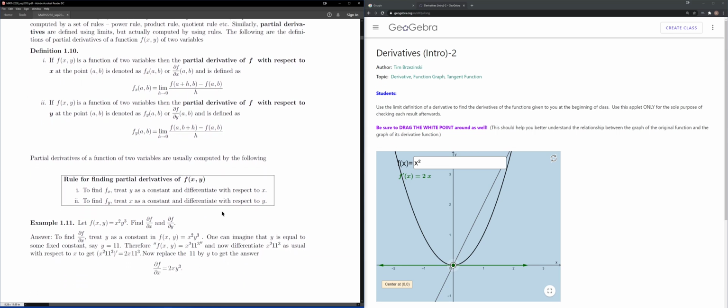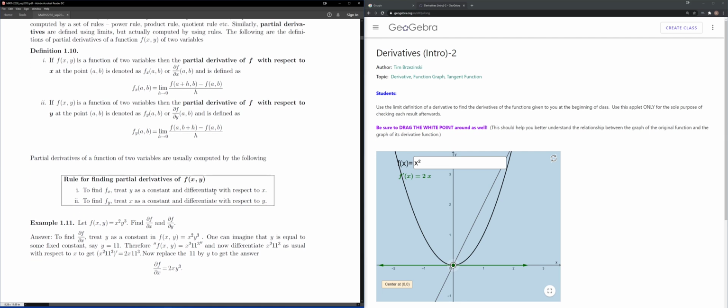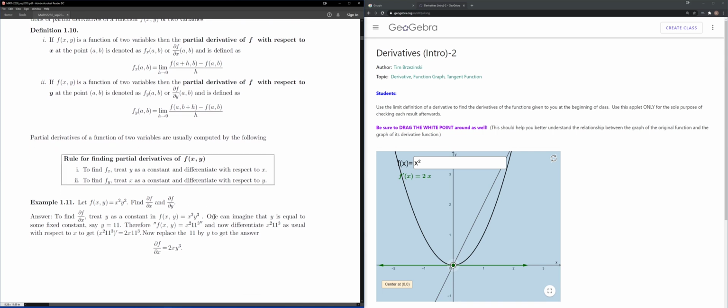So how do you actually find the partial derivatives? If I have a function of two variables and I want the partial with respect to x, the idea is that you just treat the y as if it were literally a constant, and you just use your normal rules from before and differentiate with respect to x. Let's look at an example of that.